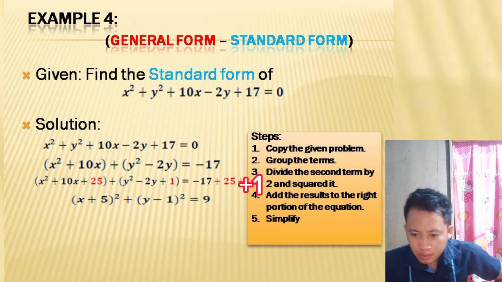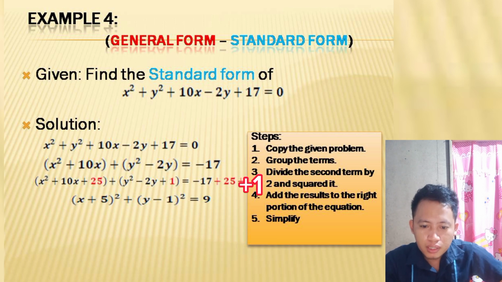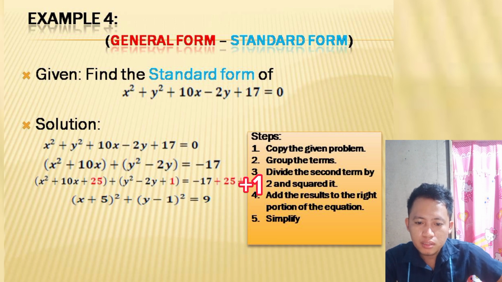So, look at the second term of variable x. We have 10x. So let's divide that one by 2. So we have 10 divided by 2. That is equal to 5. Then square that. 5 squared, we have 25. So write 25. Yung nakared, we have 25.